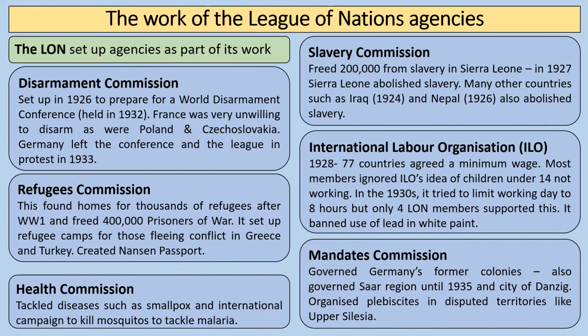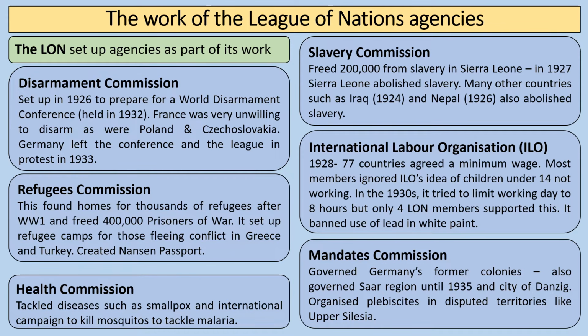It's key to understand that France is pretty unwilling to disarm, and France is quite nervous. It starts to build the Maginot Line into the 1930s to protect itself from what it sees as a risk of a future invasion. And you can see here that Germany actually left that conference and the League in protest in 1933. There's the Refugees Commission, set up to house refugees after the First World War.